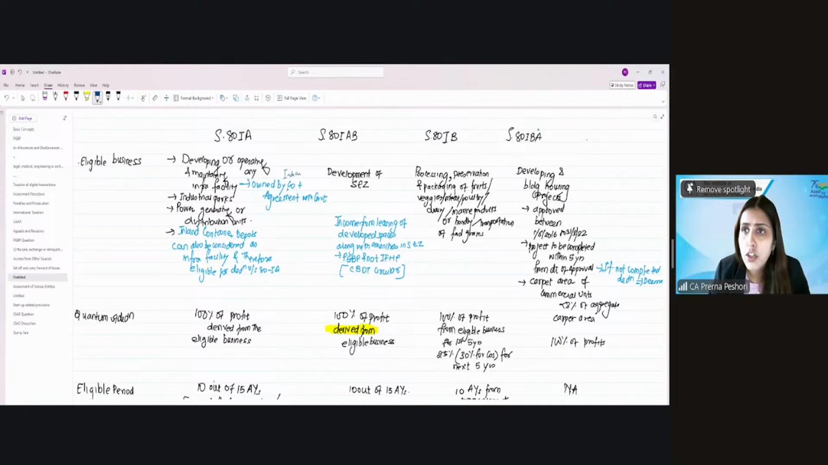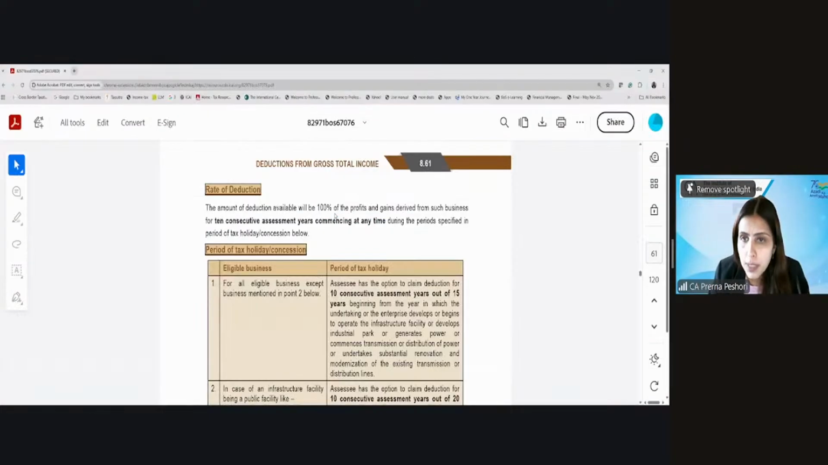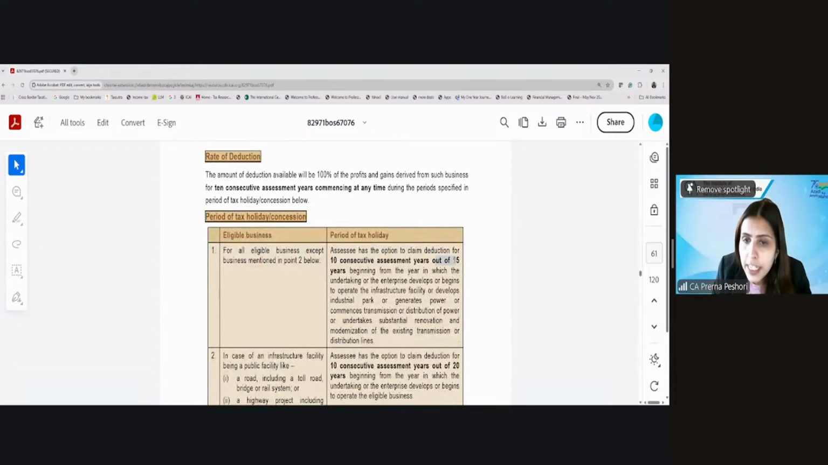What is the quantum of deduction over here? The quantum of deduction here is 100% of the profit and gains from the business for 10 consecutive assessment years commencing at any time out of the 15 years which are there in respect of certain businesses. So what they are saying is that the quantum of deduction is your 100% of the profits derived from this eligible business will be allowed as a deduction under ATIA.